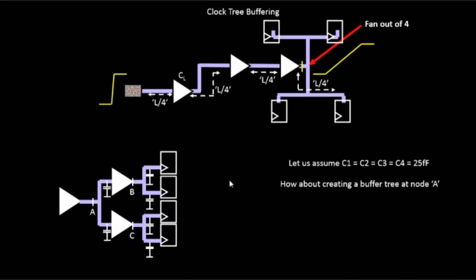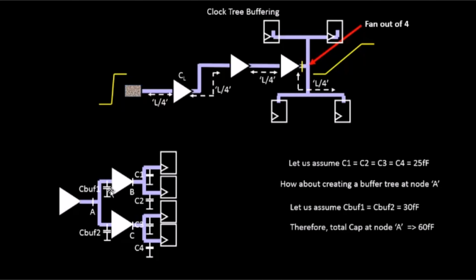So at node A, let us put some terminologies for each and every buffer present over here. Let's call this cbuff1, this is cbuff2, and the original C1, C2, C3, C4 still holds the same. Let us assume that cbuff1 is 30 femtofarads and cbuff2 is 30 femtofarads. So effectively, the total capacitance that this node is seeing is 60 femtofarads, which is basically cbuff1 plus cbuff2.